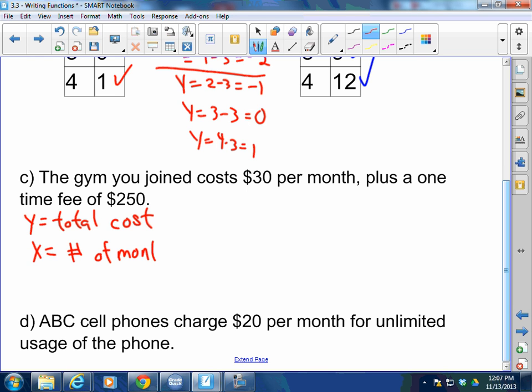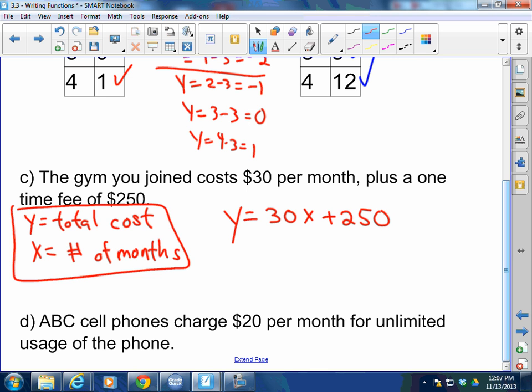Now that you know what your x and y are, it's very simple. Y, my total cost, just like you said, equals $30 per month plus a $250 one-time fee. Do you see how it's a lot easier once you actually locate what the x and y are? You can read the question again and literally just plug it in. Does that make sense, guys? Okay.